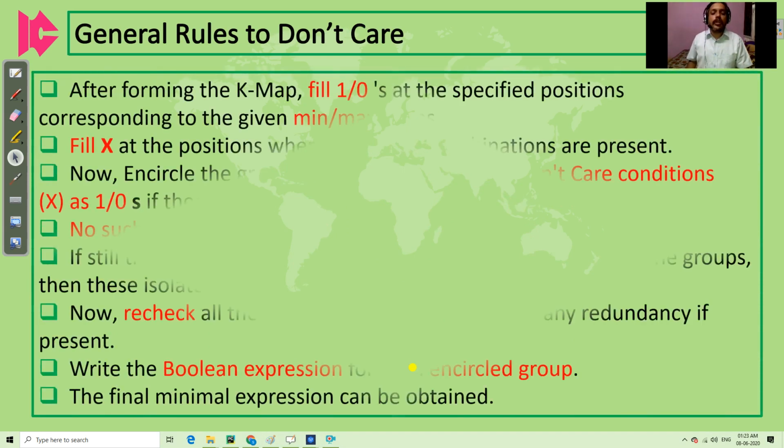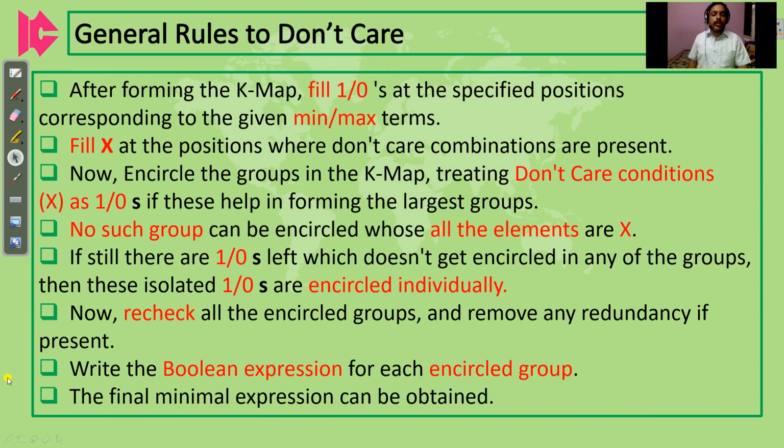So what are the general rules for the don't care condition? After forming the K-map, fill in the ones or zeros. If it is a POS form, use zeros; if it is an SOP form, use ones. For the corresponding min and max terms, fill X at the positions where don't care combinations are present. Now encircle the groups, treating the don't care condition as a 1 or 0, whichever helps in forming the largest group.